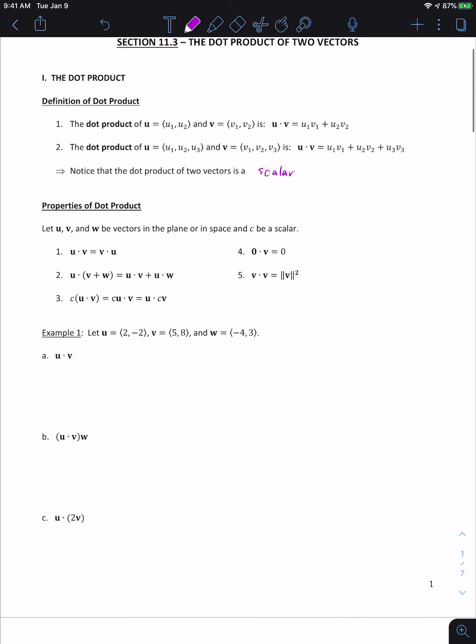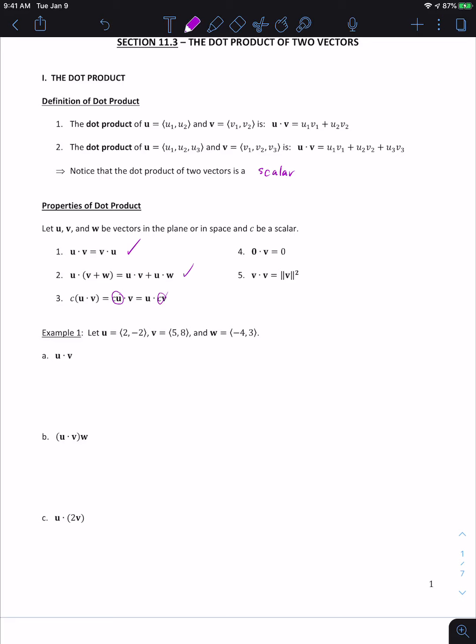Now some properties of the dot product. If we have u, v, and w that are vectors and c is a scalar, it's commutative. It's got a distributive property. Property 3 is kind of interesting because it basically says that when you multiply a dot product times a scalar c, you can either multiply it times the first vector or the second vector.